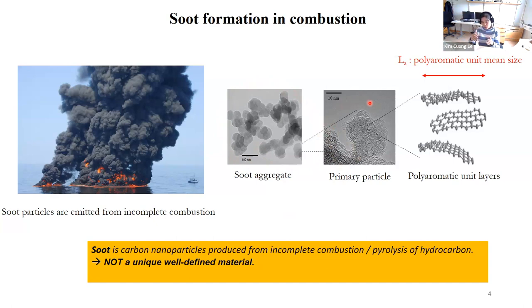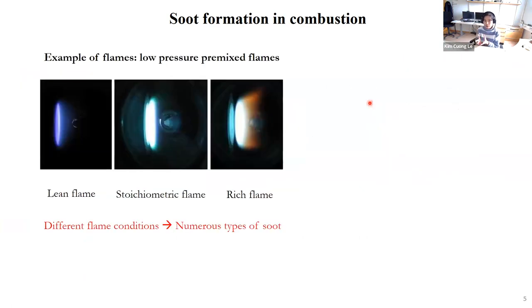For mature soot, the graphite structure is located at the border of the particle, and it contains many graphite layers stacked on each other. The parallel graphite layers we call the basic structure unit. And the length of this unit we call the polyaromatic unit mean size, which we will talk about a lot during this presentation. My study focused on soot properties and soot formation processes in premixed flames at low pressure and at atmospheric pressure.